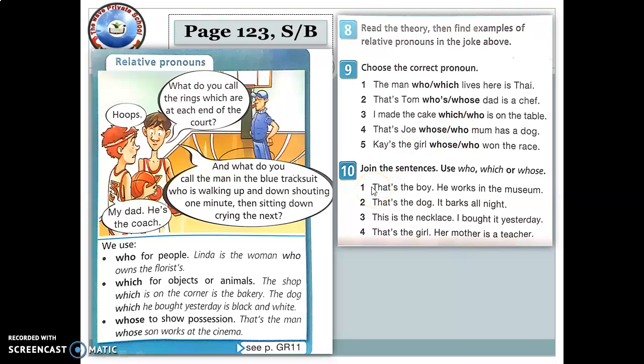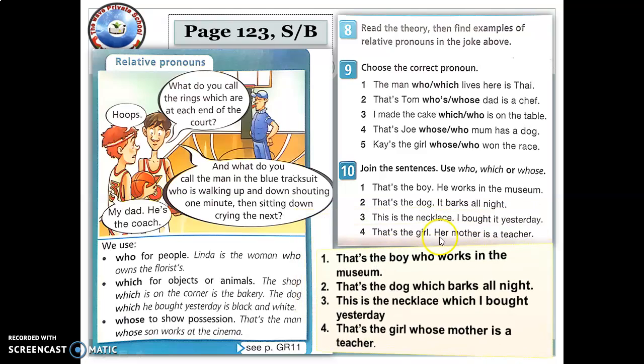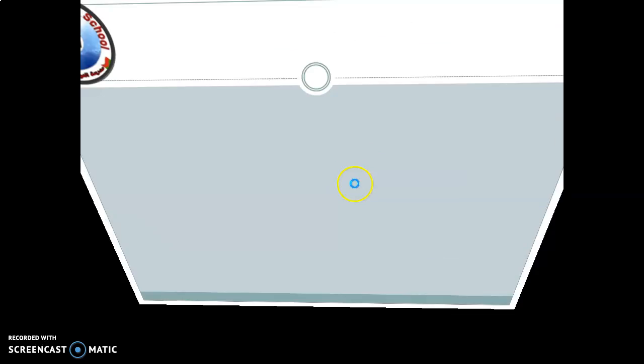Number 10, join the sentences. I gave you some answers there. So here are the answers. Just write them. For example, that's the boy, okay, who works in the museum. So these are the answers. Just write them in your student's book.